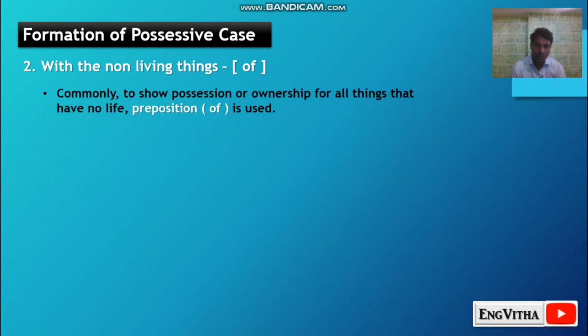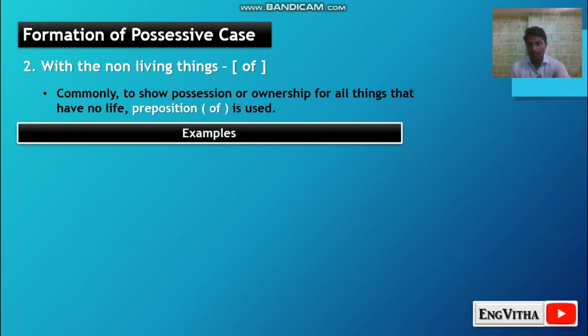Commonly to show possession or ownership for all things that have no life, the preposition of is used. Here we need to understand what comes under non-living things. Chair, phone, watch, shirt, these are all non-living things because they don't have life. So let us see a few examples of this type.